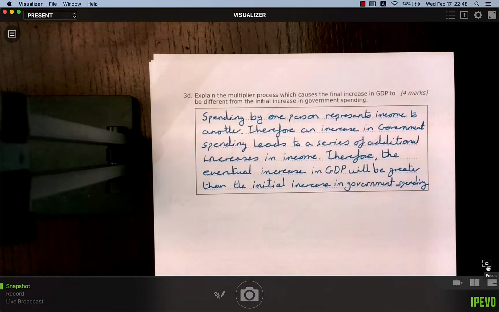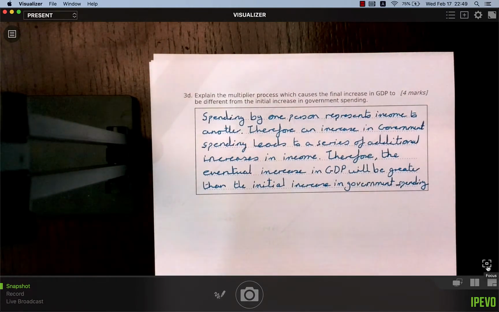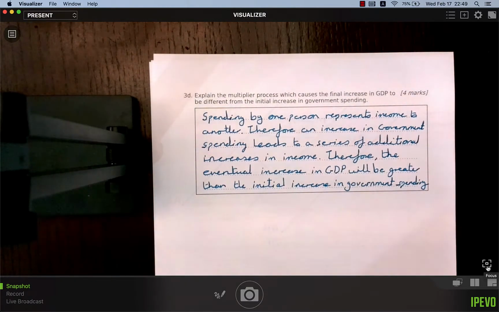Okay, so spending by one person represents income to another person. Therefore, an increase in government spending, as they're an economic agent, leads to a series of additional increases in income, because I spend it in your shop, you're richer, you spend some of it, an MPC of it, in somebody else's shop, now they're richer, they spend some of it in somebody else's shop, and so on down the line. Therefore, the eventual increase in GDP will be greater than the initial increase in government spending.